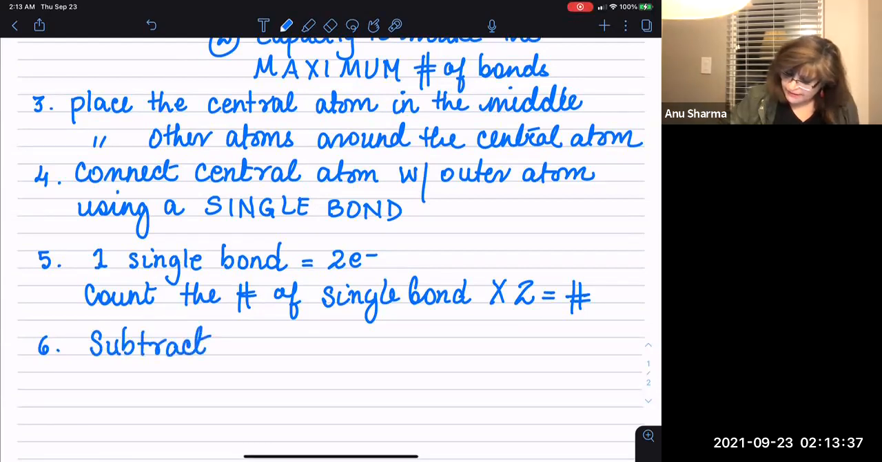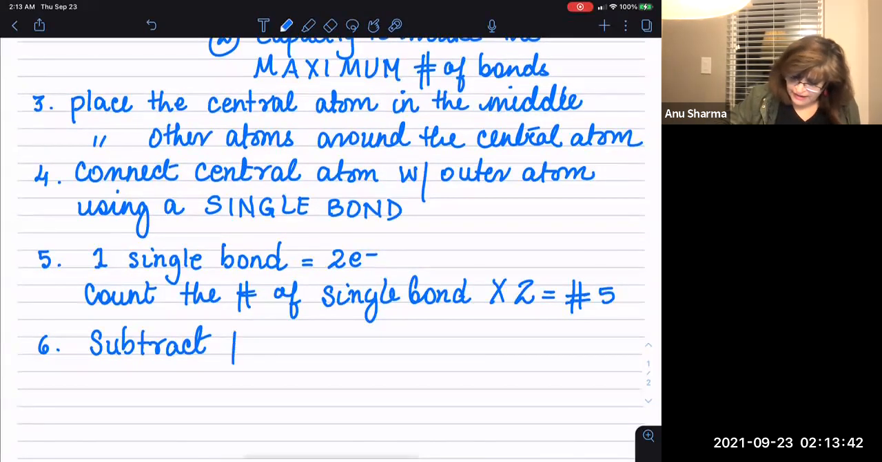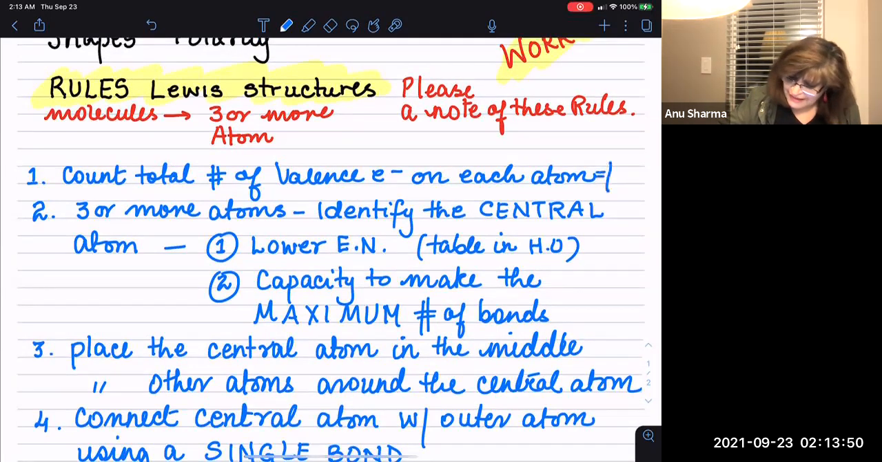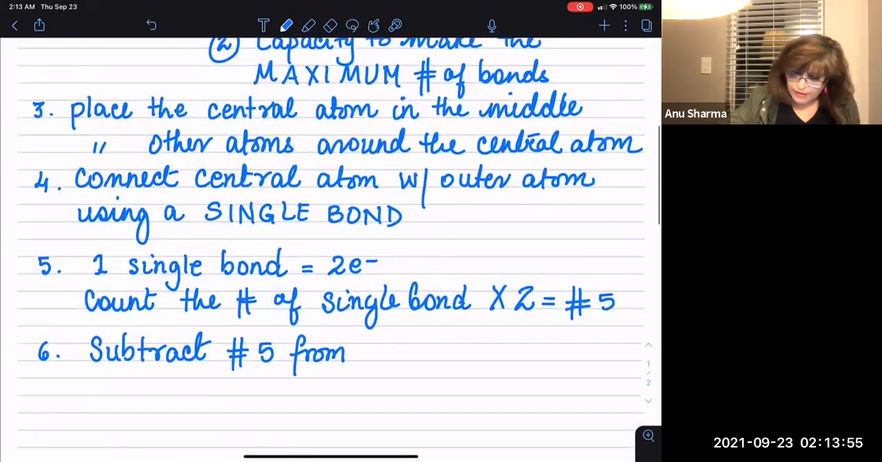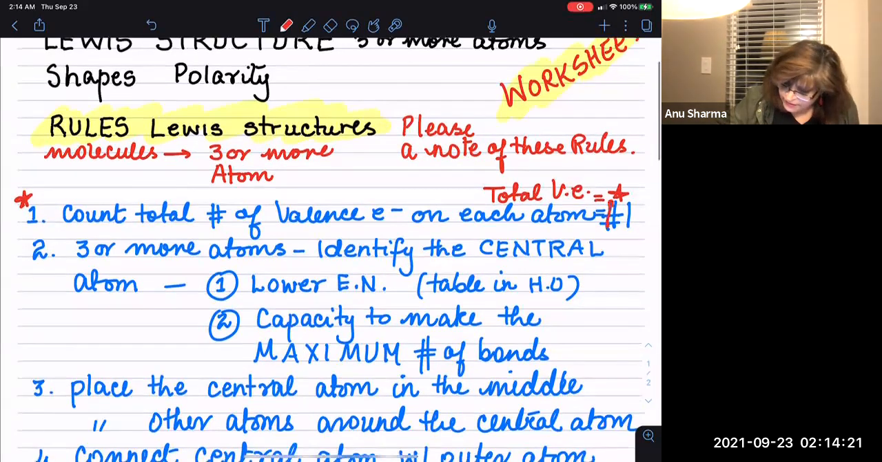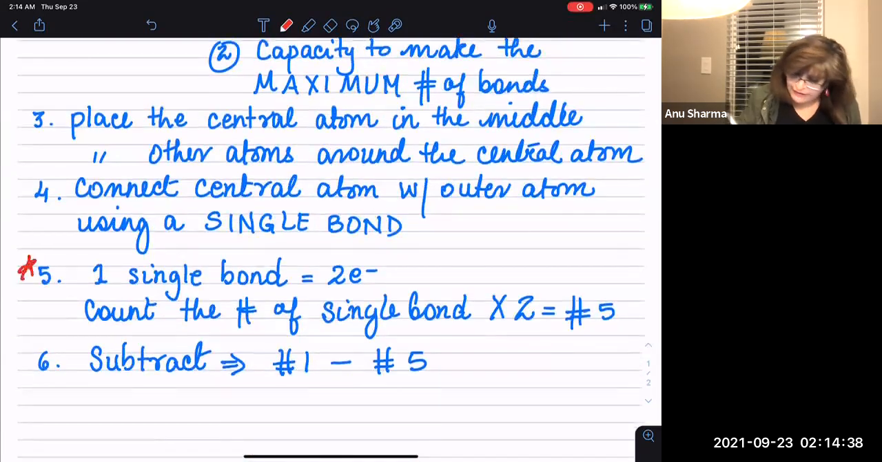Let's call this number five. So subtract number five from the total number of valence electrons. Count the total number of valence electrons, so this becomes, let us say, number one. So take number one minus number five. The total valence electrons is number one, and number five is the ones that got used up.